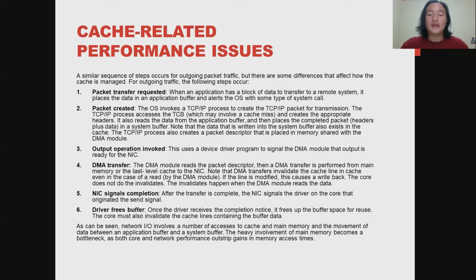Note that the DMA transfer invalidates the cache line in cache, even in the case of a read by the DMA module. If the line is modified, this causes a write back. The core does not do the invalidates. The invalidates happen when the DMA module reads the data.